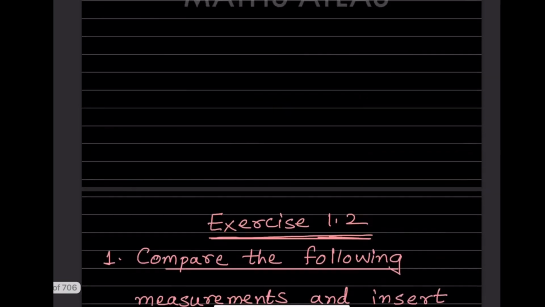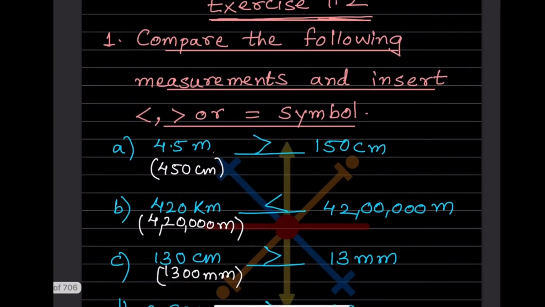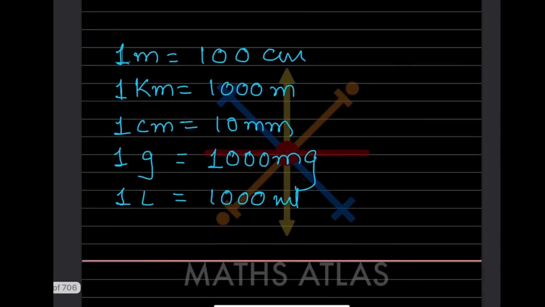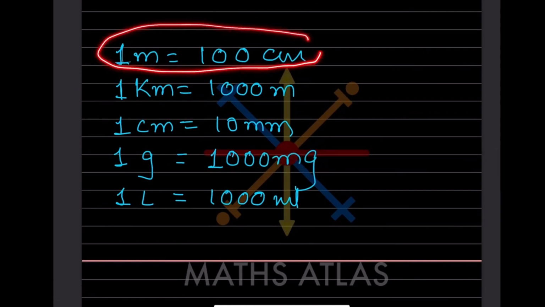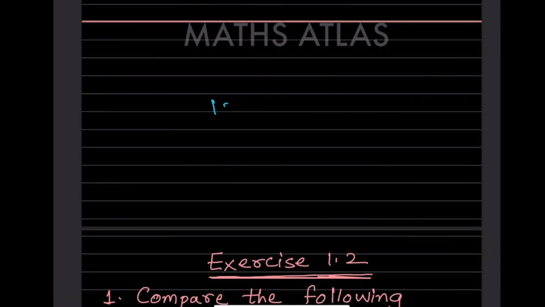So now you know that, sorry about it, this is in meters and this is in centimeters. So now let us think about the conversion of meter and centimeter. What do we have here? 1 meter is 100 centimeters. So let us do the calculation over here. 1 meter is 100 centimeters.